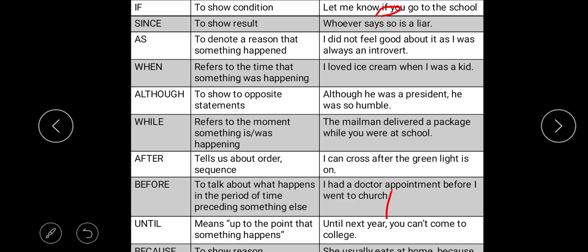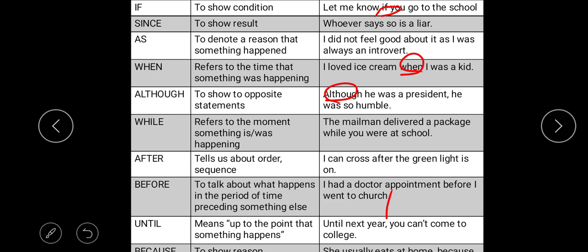So when refers to the time that something was happening. When I was a kid, I used to eat a lot of ice creams. So when refers to the time that something was happening. Although, to show opposite statements. If you have contrasting ideas, then you can use although to put them side by side. So, although he was a president, he was so humble. Abdul Kalam, he was a president. Although he was a president, he was so humble.